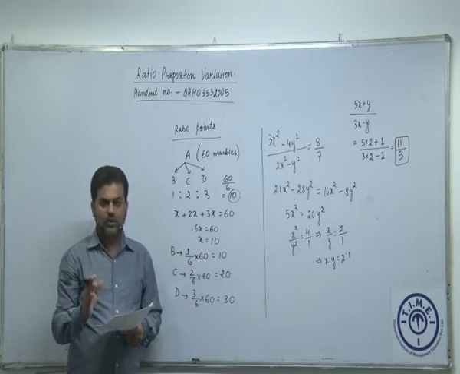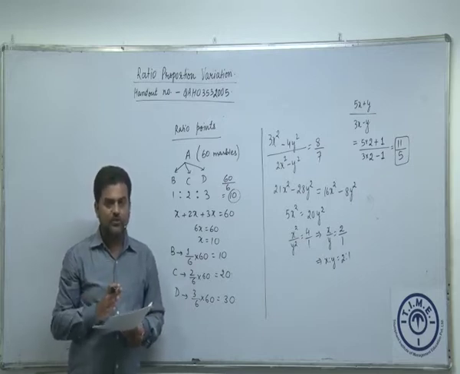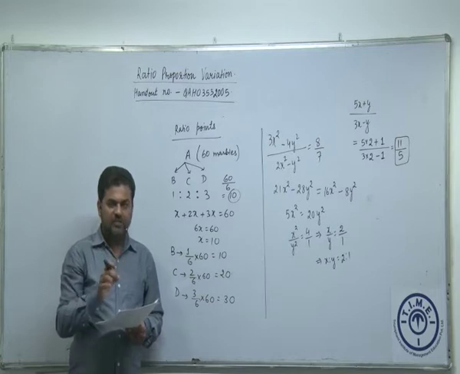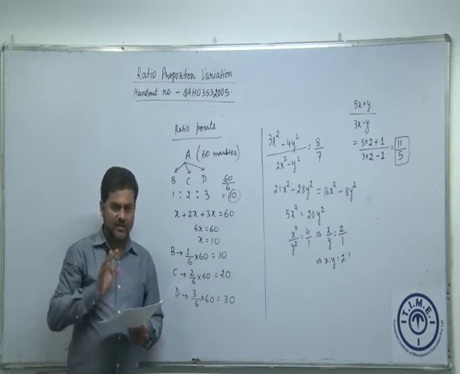What is the total number of ratio points? 12 plus 13 is 25. So can 75 be divided into 25 ratio points? Yes, it can be divided.